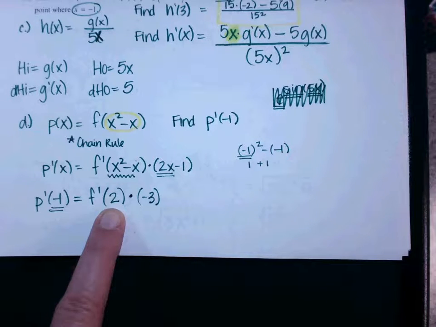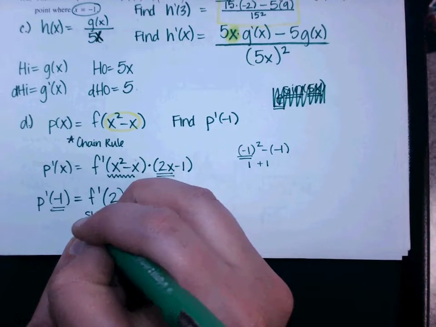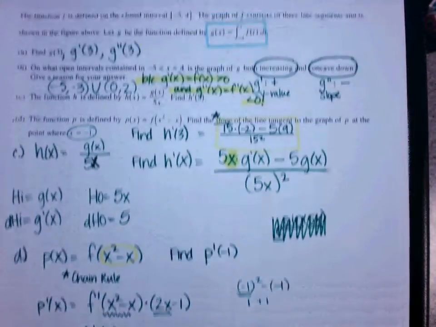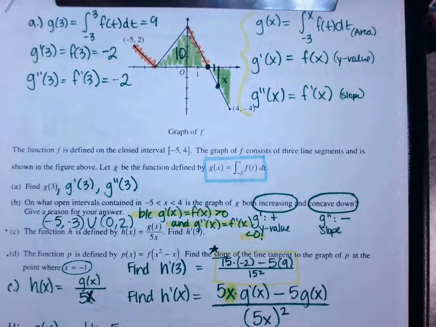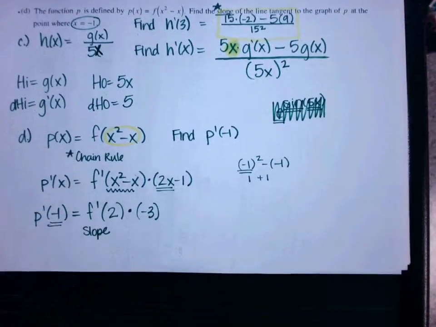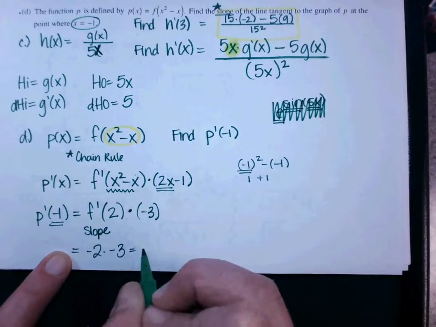In the graph. Okay, so look at your graph. At 2, what characteristic will f prime be? A slope. Very good. Okay? Now, if it was g prime, it'd be the y value, but it's f prime, right? So look at your graph at 2. That's this same line segment here. What's the slope of that line? We already found it. Negative 2. So it'd be negative 2 times negative 3. What do we get? Positive 6. Good?